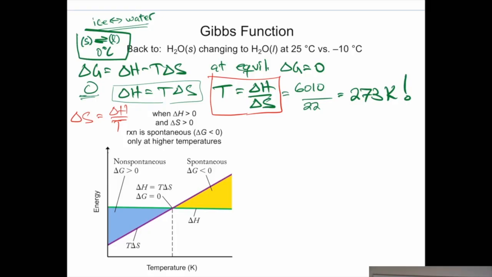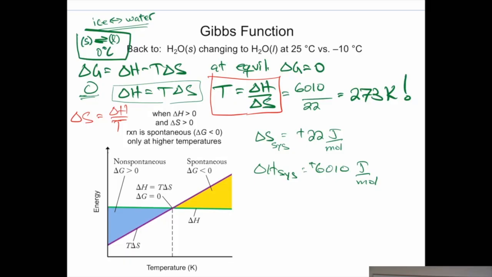And then we solved it, right? We put in those values. Delta S of the system was a positive 22 joules per mole per Kelvin, and delta H of the system was a positive 6,010 joules per mole. So it was that case where if they're both positive, whether it's spontaneous or not is dependent on whether we're above or below the equilibrium temperature.